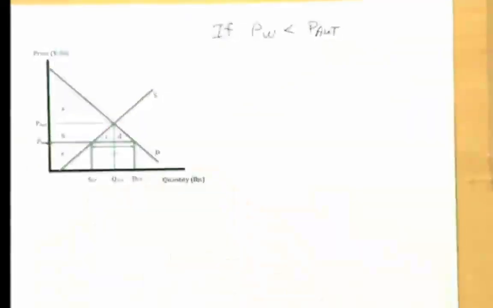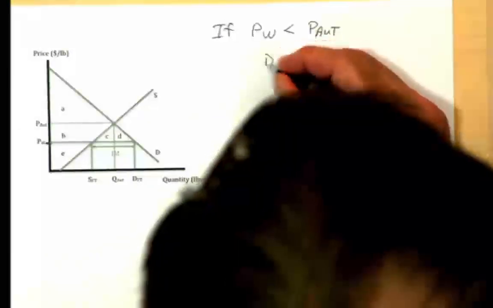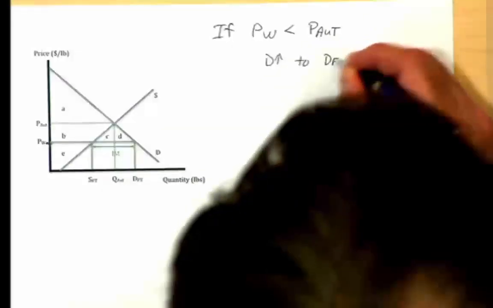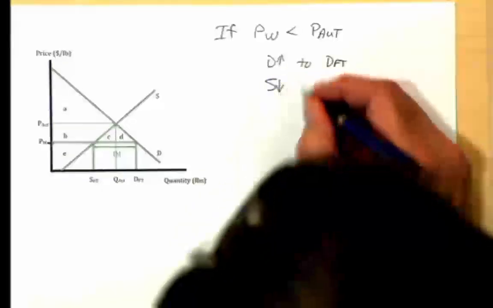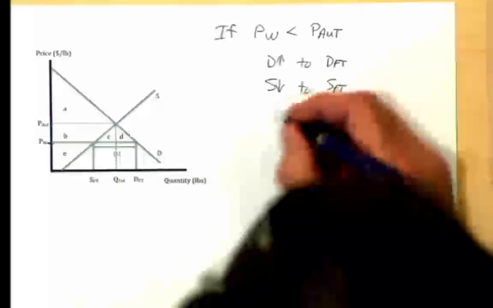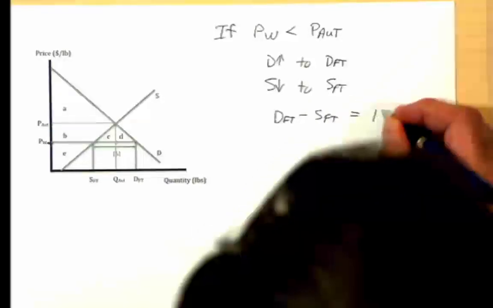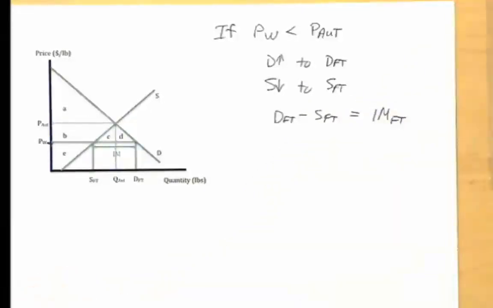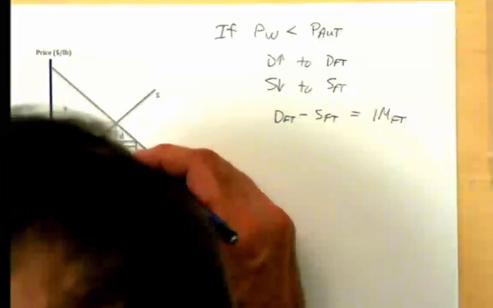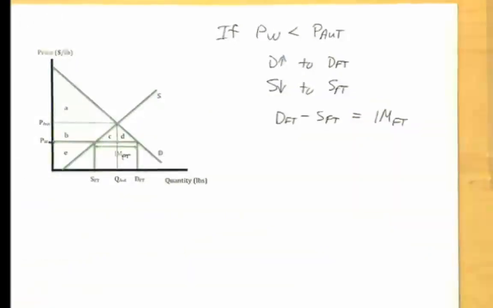QAUT and PAUT are the original quantity and price, but as a result of opening up to trade, demand is going to increase to DFT. And supply is going to decrease to SFT. And the difference between the two, DFT minus SFT, is going to be equal to the amount of imports that will arise in free trade, IMFT for imports in free trade. I'll make that a mark there. So that distance. So what's going to happen if we open up and we face a lower world price? We're going to be importing the product, and we're going to get lower prices for the product at home.